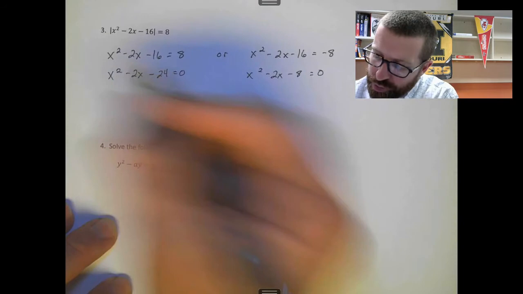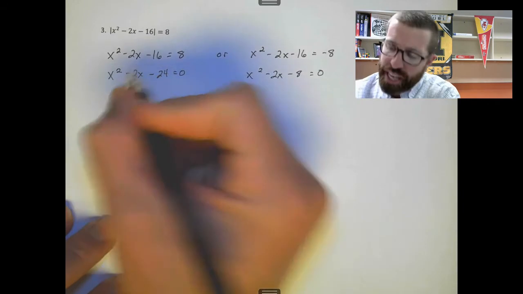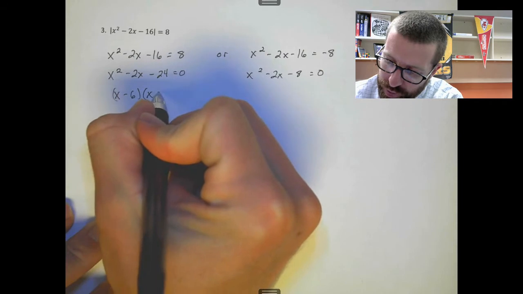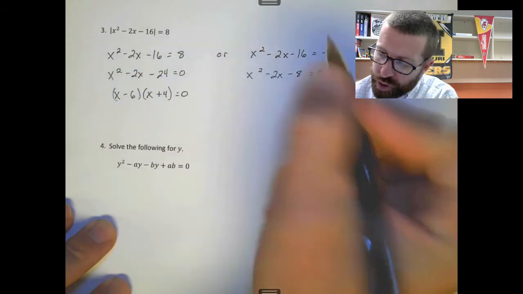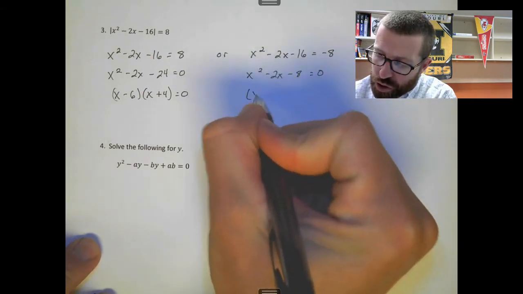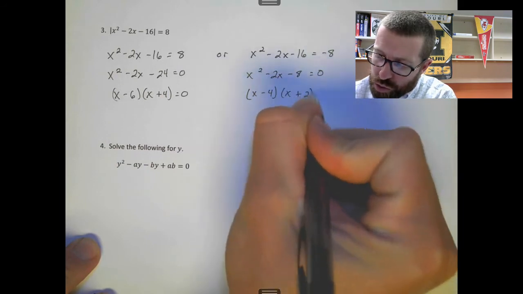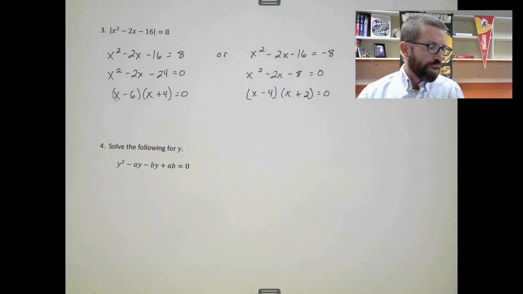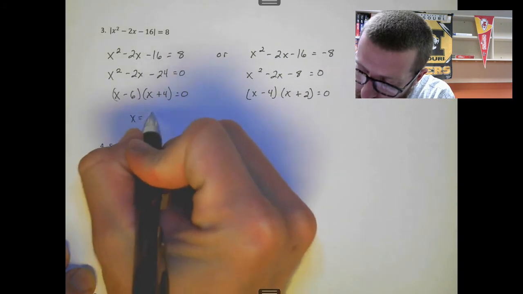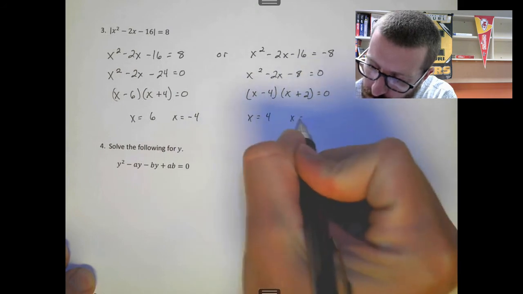And these both factor, or I think they do. Let's see. Two numbers that multiply to negative 24 and add to negative 2 would be negative 6 and positive 4. And then here, multiply to negative 8 and add to negative 2, that'd be negative 4 and positive 2. And then you can set them all equal to 0, and you get x is equal to 6, x is equal to negative 4, x is equal to positive 4, and x is equal to negative 2.